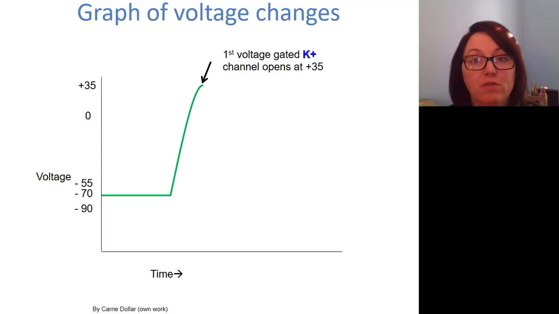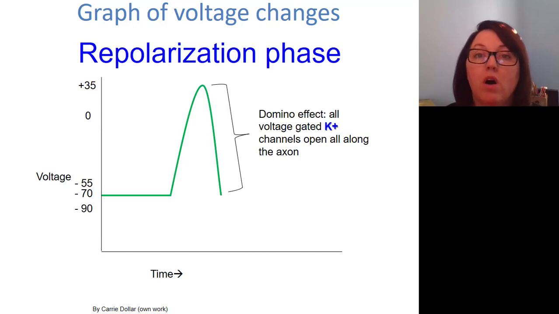Now that plus 35 millivolts is significant because it's the voltage that we need to achieve in order to open our voltage-gated potassium ion channels. So at plus 35 millivolts, we're going to open our first voltage-gated potassium ion channel. And of course, these are also like dominoes. Once you knock down the first one, all of the rest of them will open, and we get another large change in voltage, but this time it's a decreasing change in voltage, bringing us back closer to resting potential. This is our repolarization phase of the action potential. We're repolarizing, getting closer to resting potential.